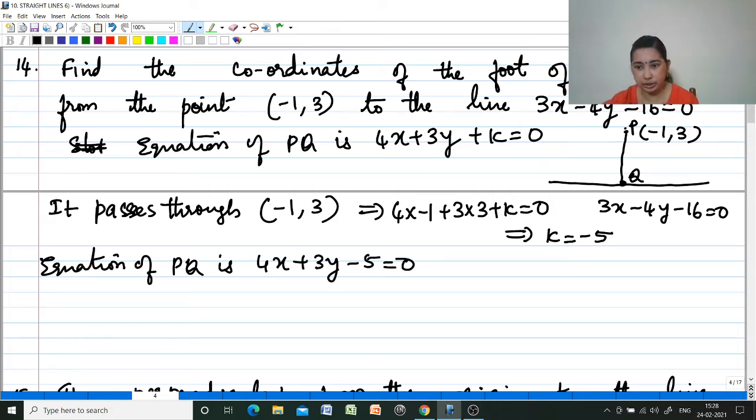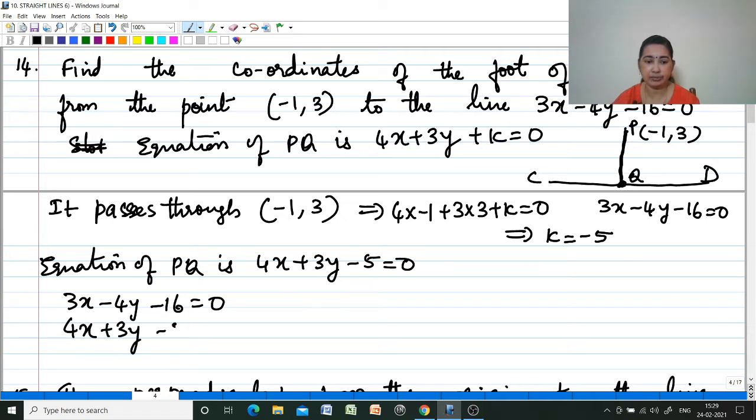So we got the equation of this PQ also, but we have to find out what is the coordinate of Q. For that we have to solve both the equations. The equation of CD and PQ should be solved in order to find out the coordinate of Q. So the first equation is 3x minus 4y minus 16 equal to 0, and the other equation, the perpendicular line's equation, is 4x plus 3y minus 5 equal to 0. How can we solve these two equations?